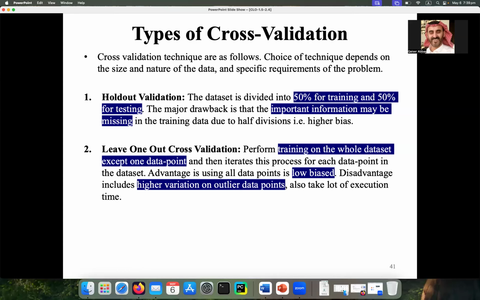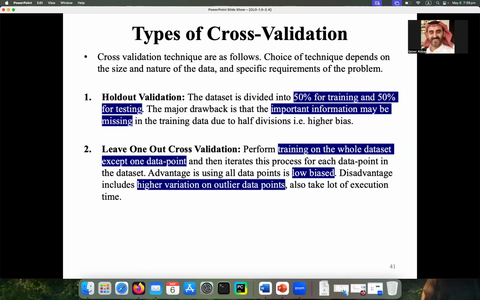Then the second is leave one out cross validation. Again, leave one out: you have to take one out from the data set. So what will you do? You will train your model on the complete data set, but you will take one data point out. Okay, one data point out.